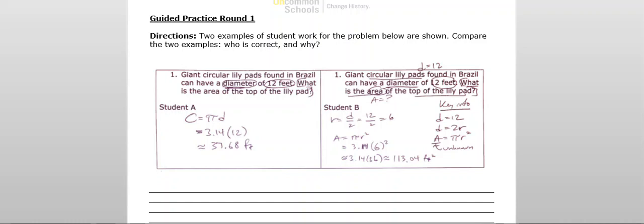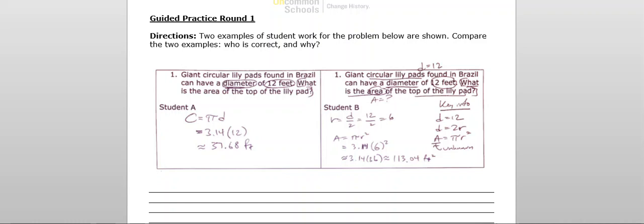Welcome back. We are going green in 2018, which means we're going to be working harder than ever to make sure that we're mastering all of our objectives. So we're going to take a look at this guided practice round one. This is one of the objectives that you did learn already, but we had some trouble with it on the IA. So we're going to review it so that when we are moving forward, we definitely have our circles down. So I have these two examples of student work, and I'm going to decide who's correct and why.